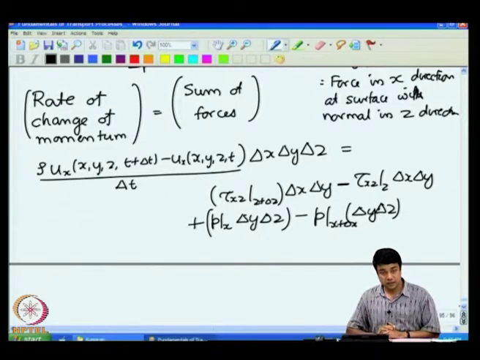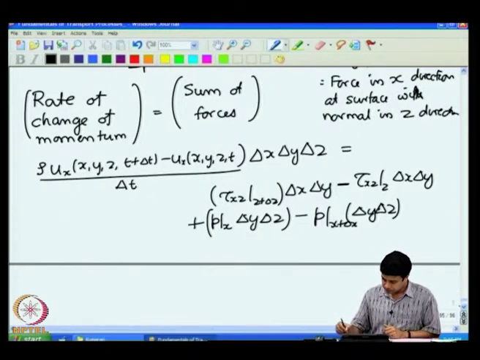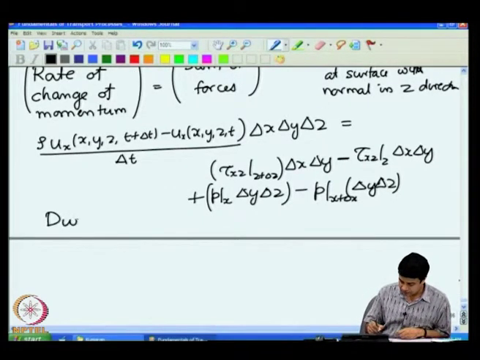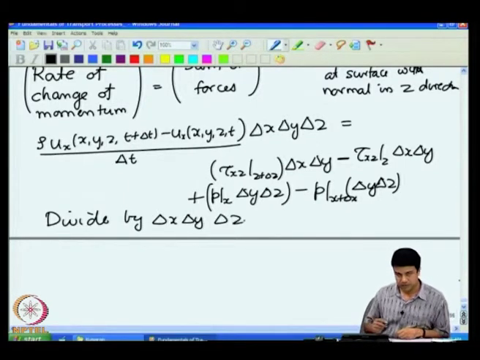Okay. So, in addition to the shear stresses, whenever I have flow in a pipe or a channel, there are also pressure forces acting, and these pressure forces are what are driving the flow, in this case. So, to get the balance equations, I once again divide by delta x, delta y, delta z.